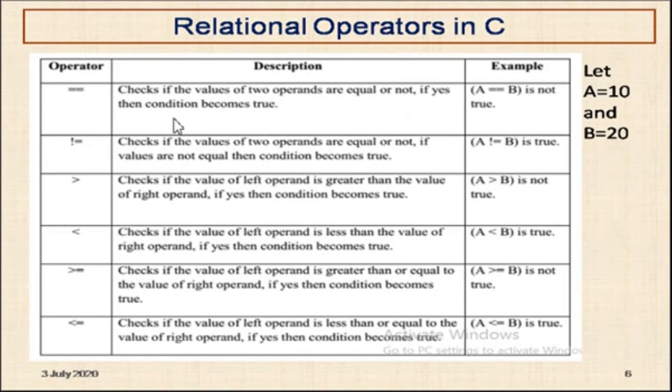Double equal to is used to check for equality, right? Then exclamation followed by equal to is not equal to, then greater than, less than, greater than or equal to, less than or equal to. These are all the relational operators.